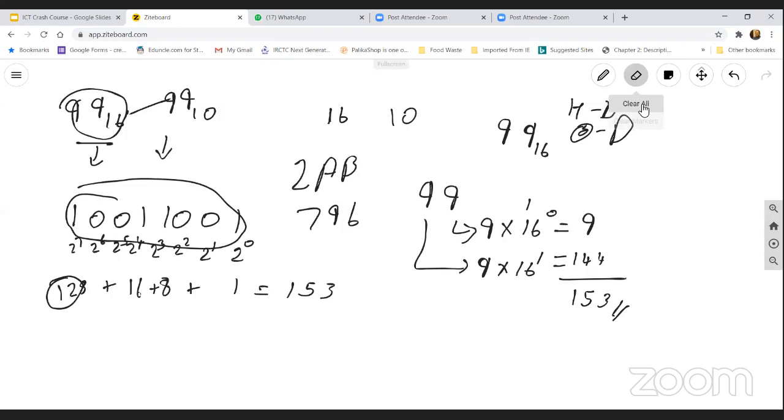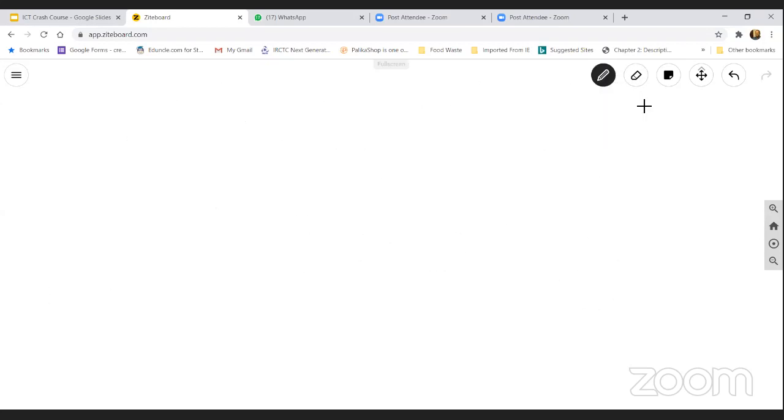So this is the number system. This is what they are asking in the exam. In the exam they are asking like this only. So you should concentrate on this part.